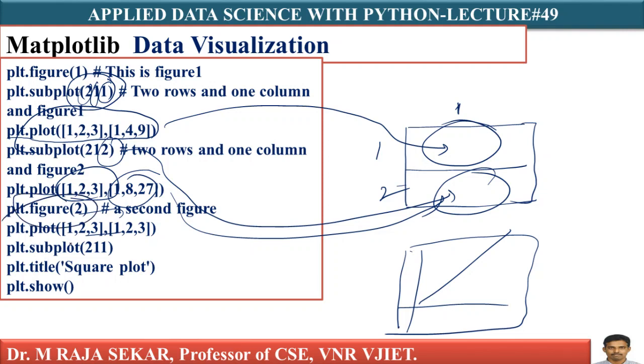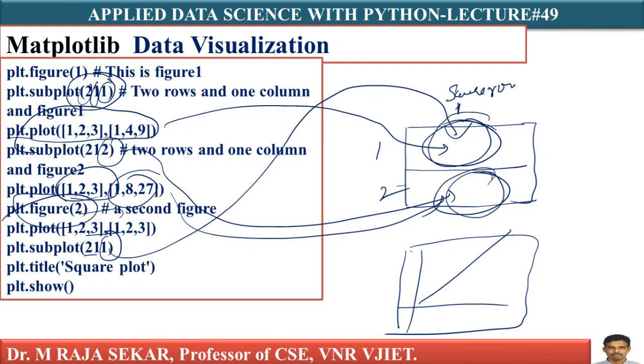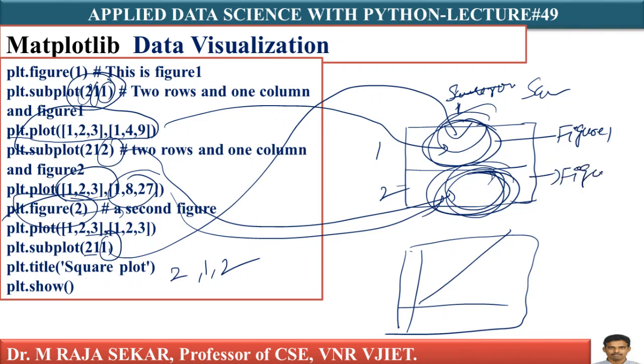Now, if you want, you can go back and refer to these figures. How can I refer? This is 2 rows, 1 column, and figure 1 means this one. plt.title square root. For this figure, you will get the title square root, square plot, whatever it may be. To refer to this figure, 2 rows, 1 column, 2, 2, 1, 2: the second figure. This one is figure 1 and this one is figure 2. In this way one can refer.